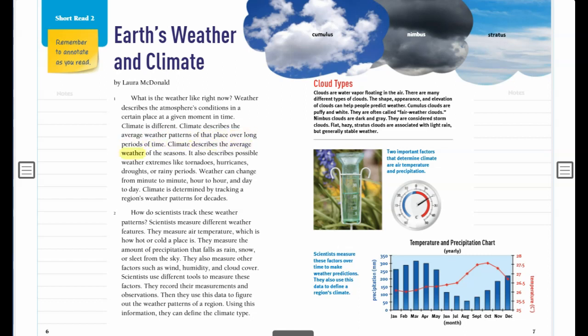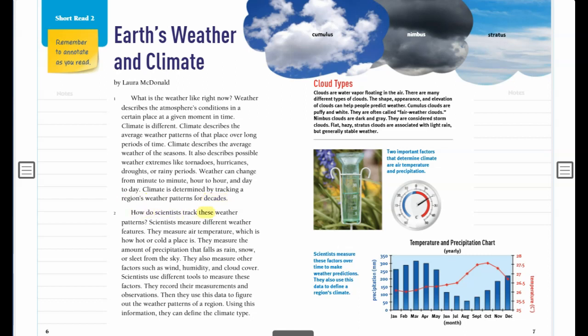Climate describes the average weather of the seasons. It also describes possible weather extremes like tornadoes, hurricanes, droughts, or rainy periods. Weather can change from minute to minute, hour to hour, and day to day. Climate is determined by tracking a region's weather patterns for decades.